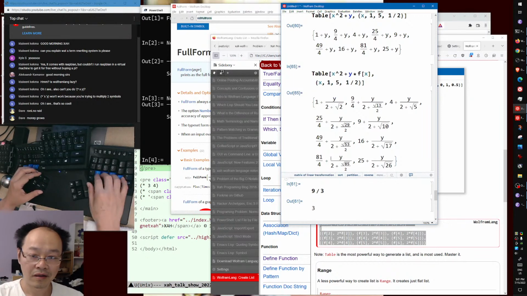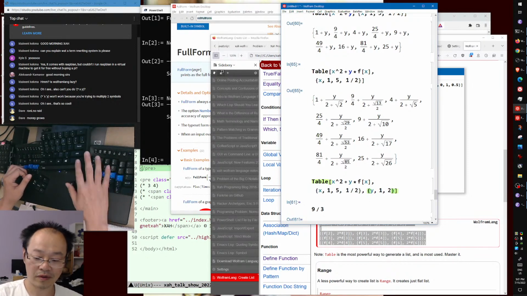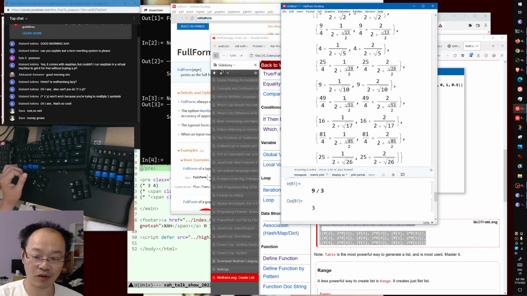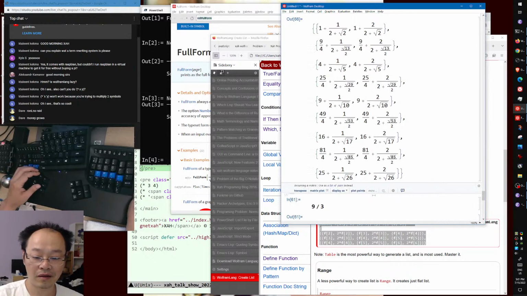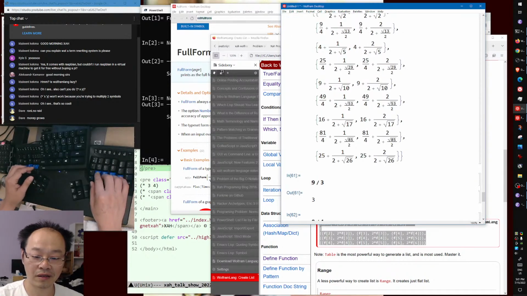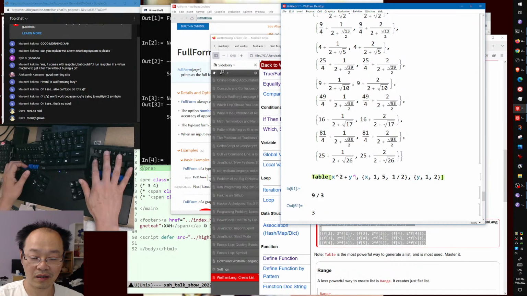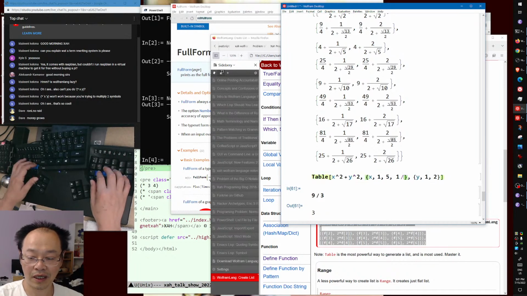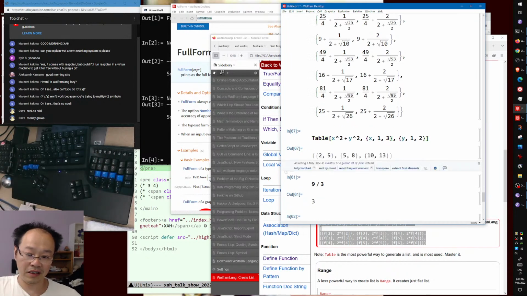Now you can have multi-dimensional. Now let's say y goes from 1 to 2. Now you are getting a matrix. So this is becoming very complex. Let's simplify. Let's not get too complex. Let's just say x squared plus y squared, and x goes from 1 to 3, y goes from 1 to 2. So this is easier to understand.